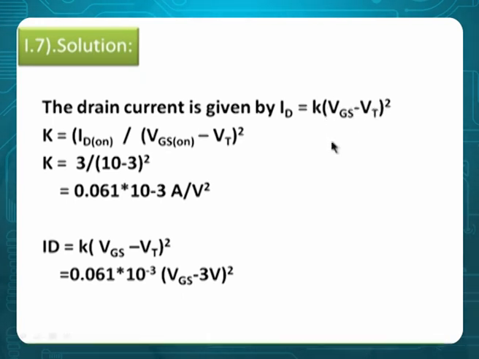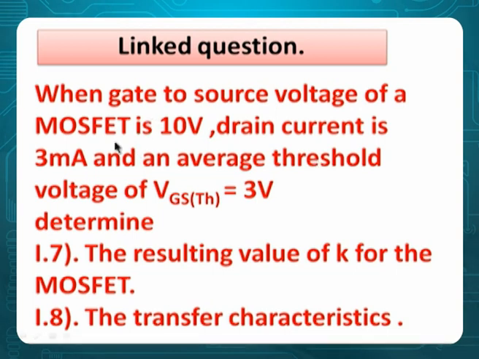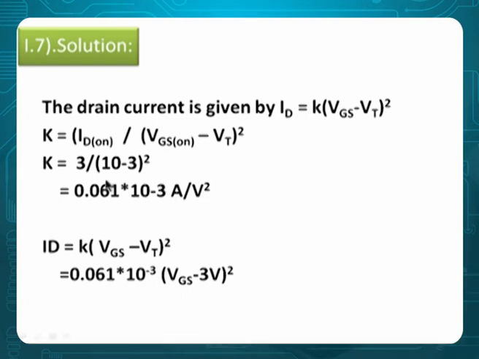Look at the data given. Current is 3 milli, VGS is 10. So 3 milli is equal to K into (10 minus 3) whole square, so K is 3 milli by (10 minus 3) whole square. This is the way you can calculate K. Once the value of K comes, you can substitute that K value here with VGS minus 3. Now any new value of ID you can calculate.